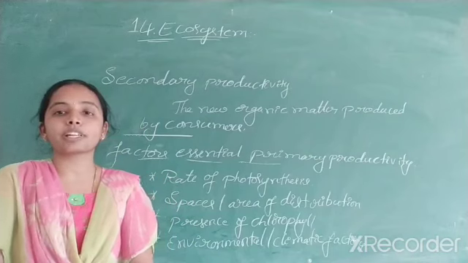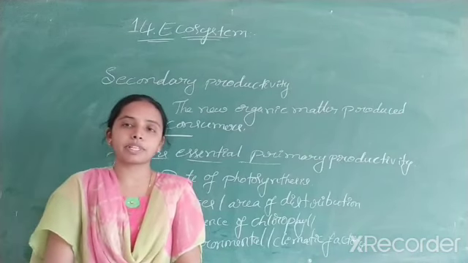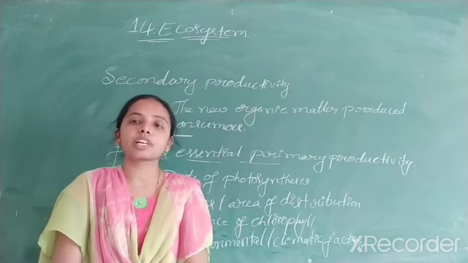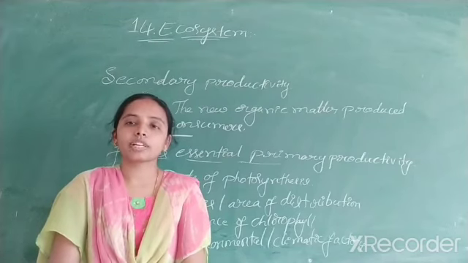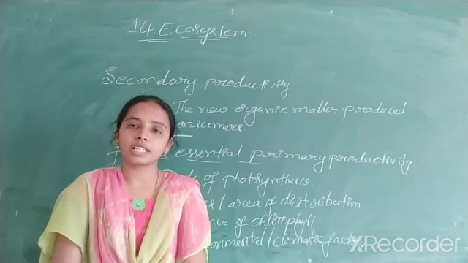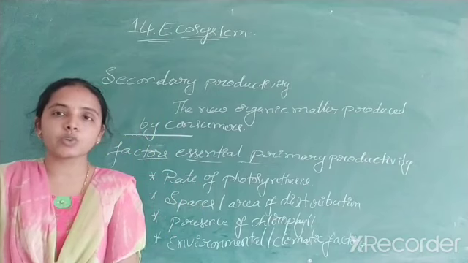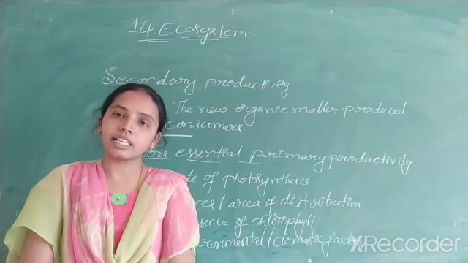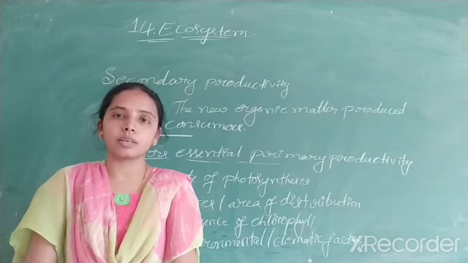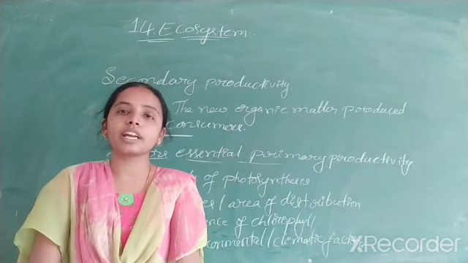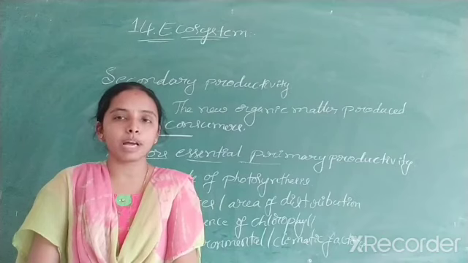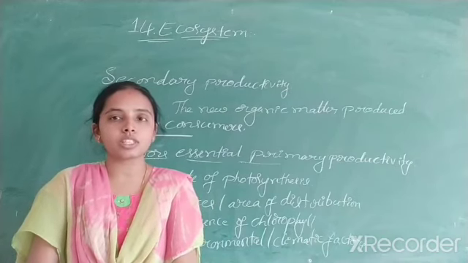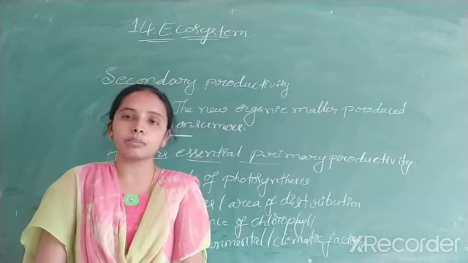So this is about productivity, the first functional aspect of an ecosystem. Productivity is the biomass produced by the producers during photosynthesis. It is classified into primary productivity and secondary productivity. Primary productivity is the rate of biomass produced by the producers during photosynthesis.